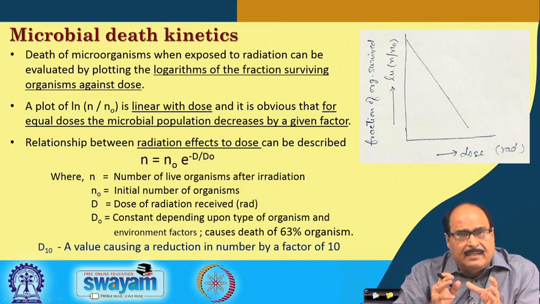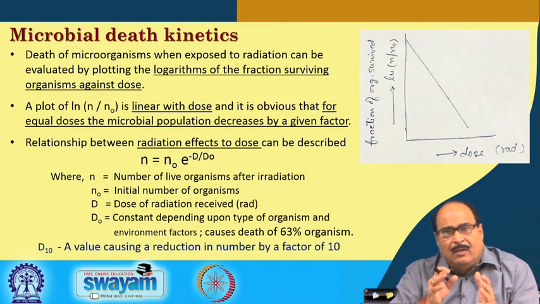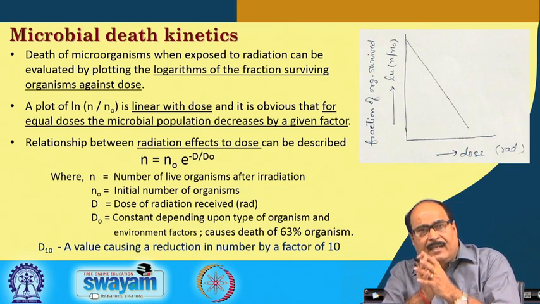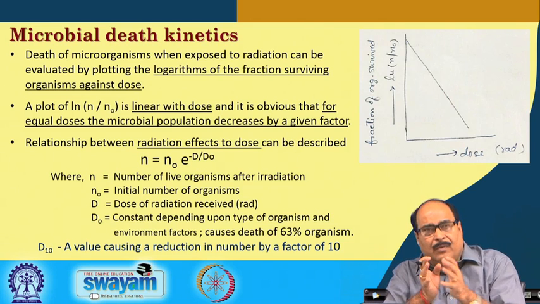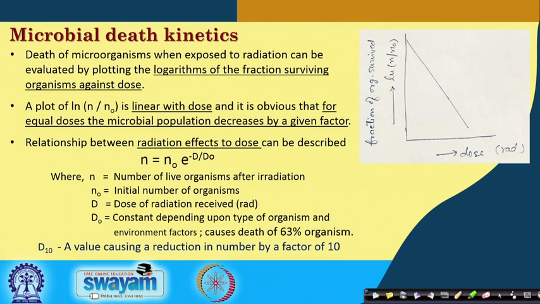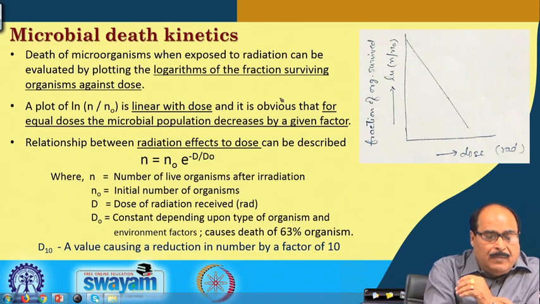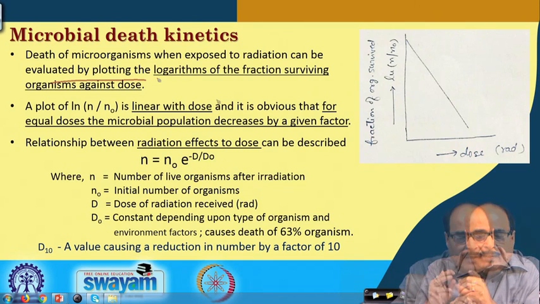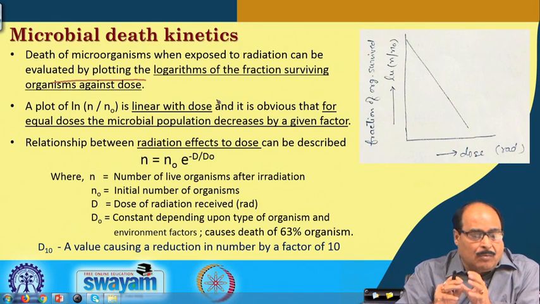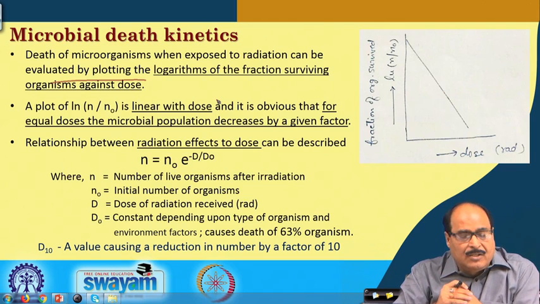Regarding the food characteristics, obviously, suppose a process is based on the destruction of microorganisms, then microbial death kinetics, or in other words, if it is based on the enzymes, the enzymatic death kinetics, is to be considered. All right. So, the death of the microorganism when exposed to radiation can be evaluated by plotting the logarithm of the fraction of surviving organisms against dose.